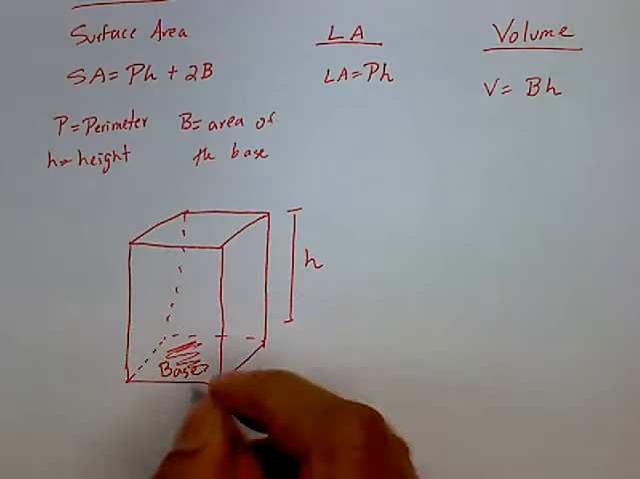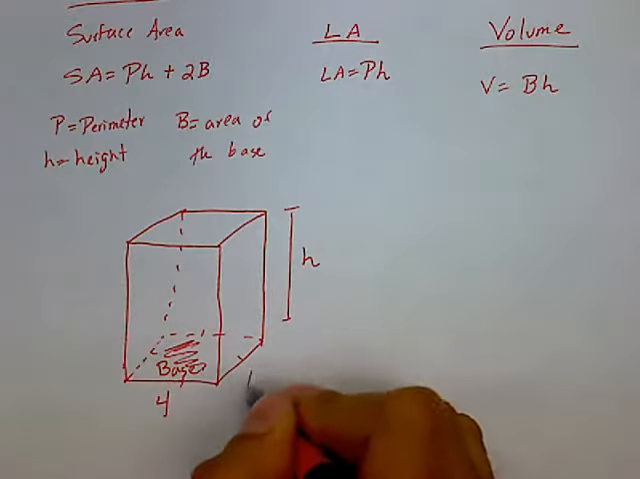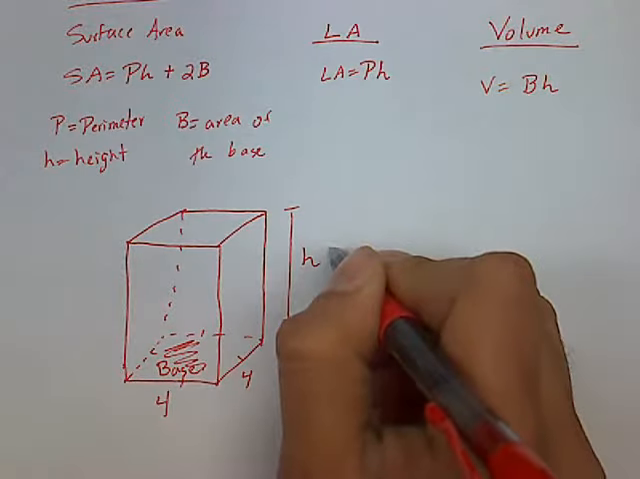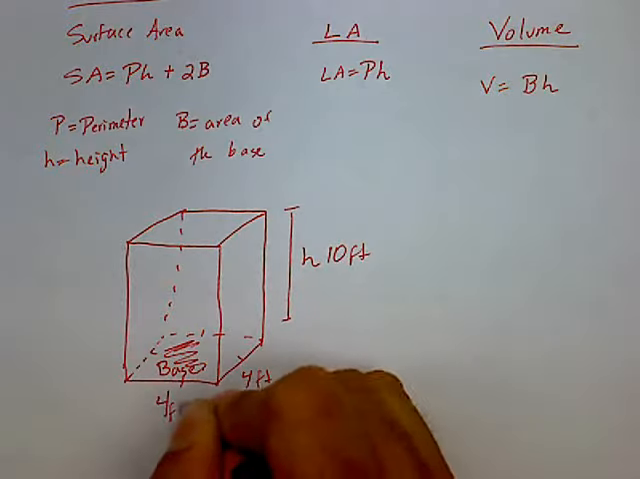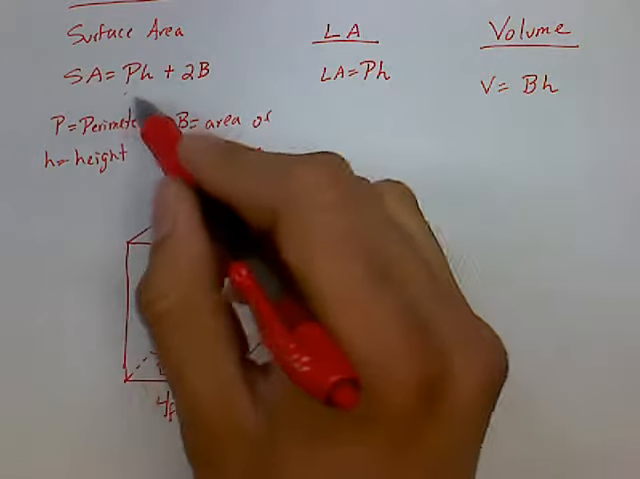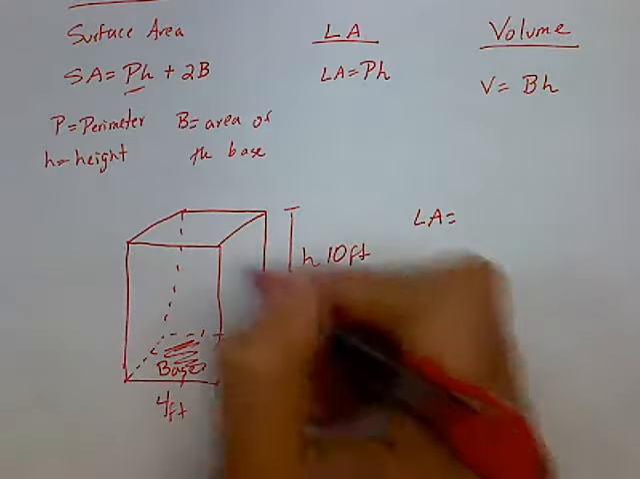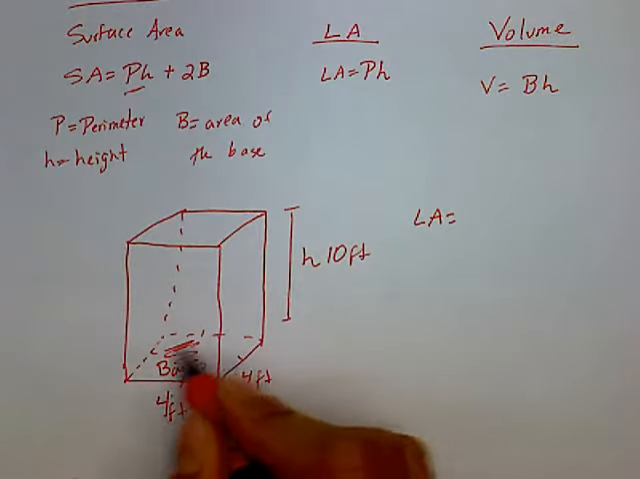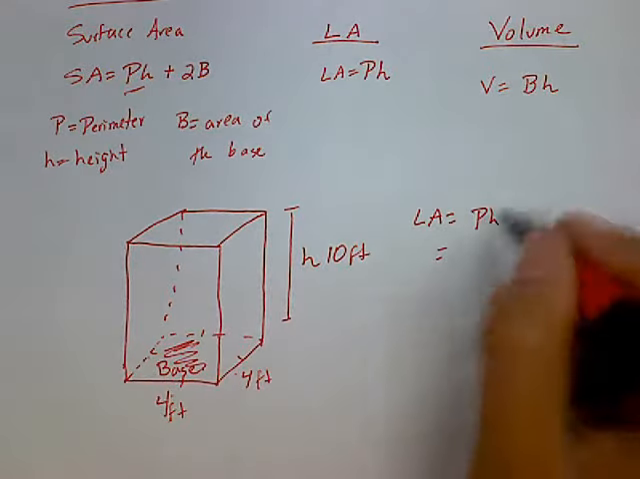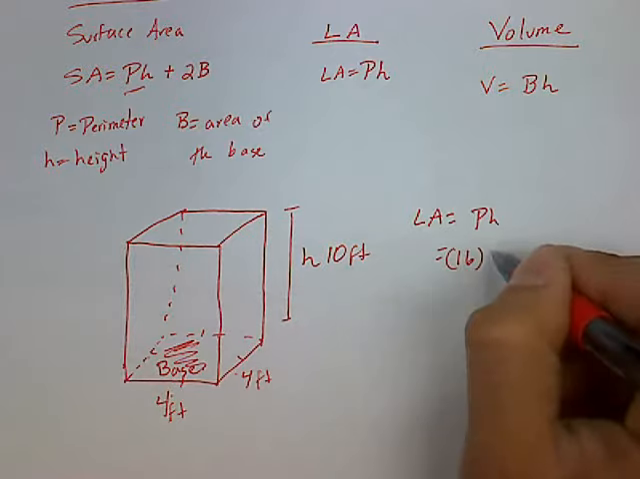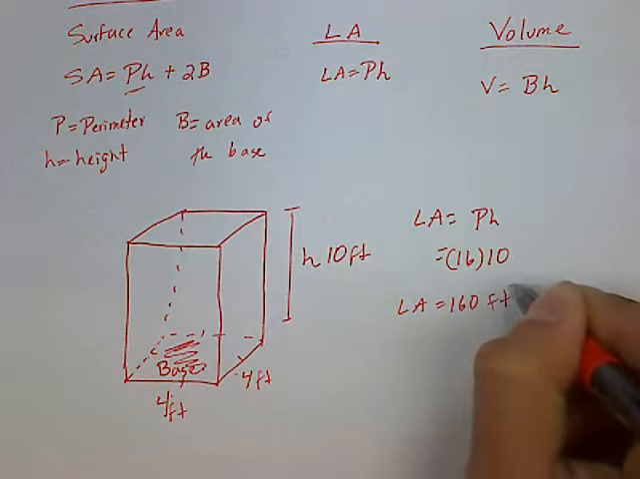So let's say this one is 4, and let's assume that this is a square base, so that's 4, and then the height is, say, 10, let's say it's feet. To find the surface area, we always need to find the lateral area first. The lateral area is the perimeter of the base, so that's 4 times 4, which is 16, times the height, which is 10. So the lateral area is 160 square feet.